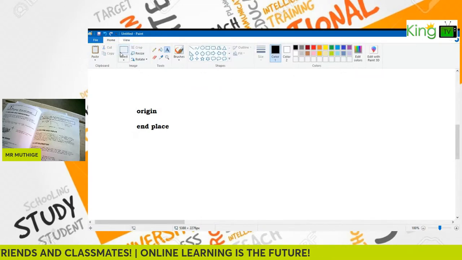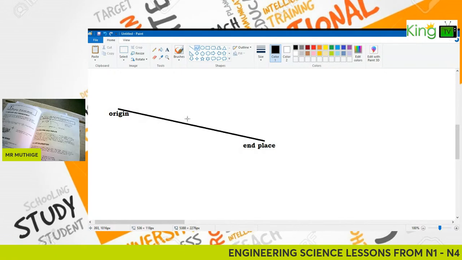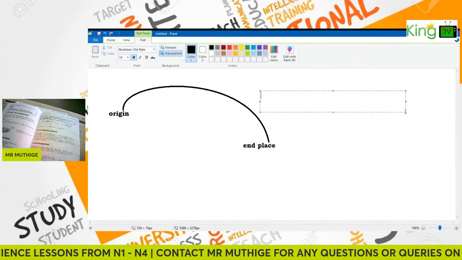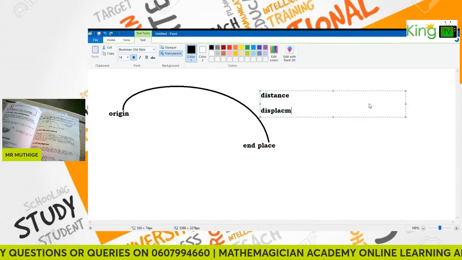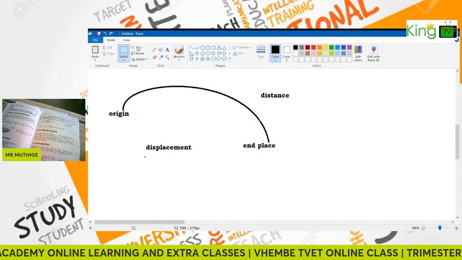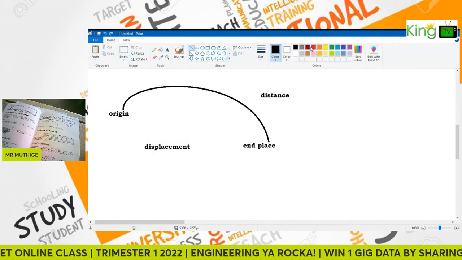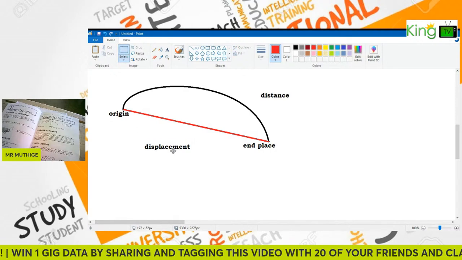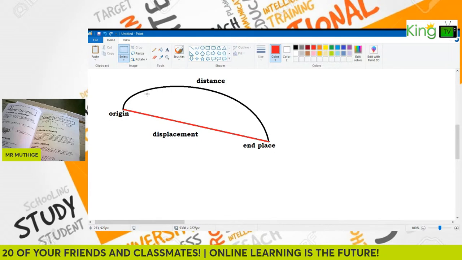So if I take this path and draw it like that, this right here is your distance. And the other one I'm going to show you is displacement. When we speak of displacement, we are talking about the shortest. So in this case, the shortest will be from your origin to your end. That right there is your displacement. And this right here is your distance, to get to where you want to get to. Does it make sense? Awesome.